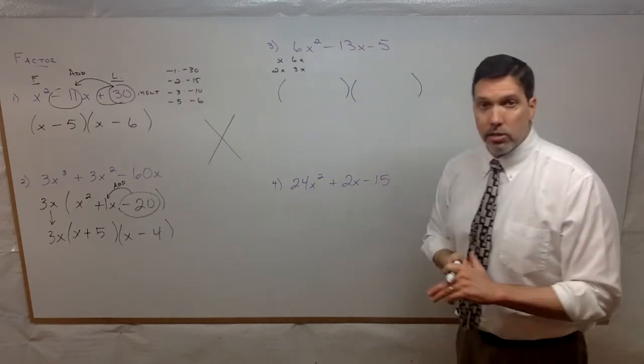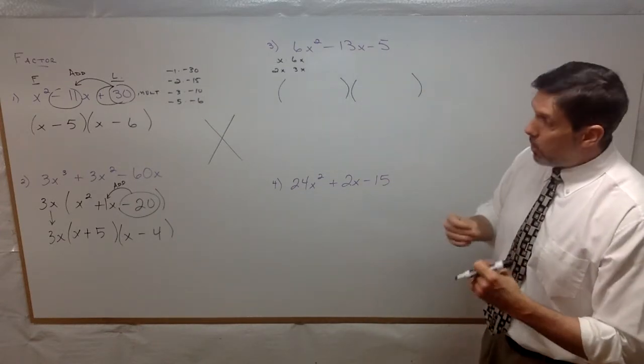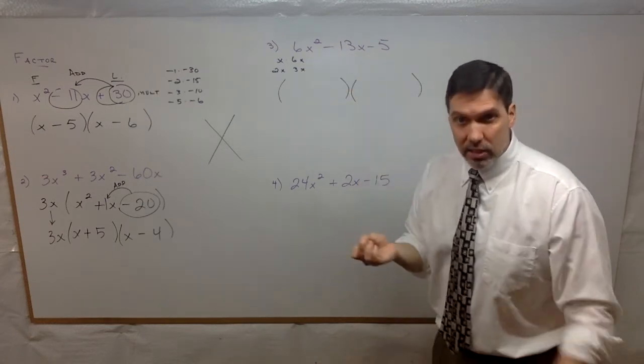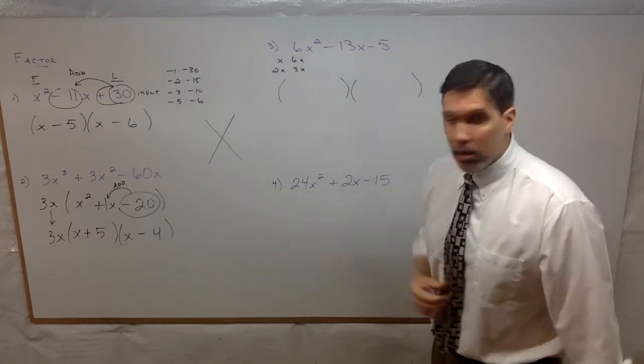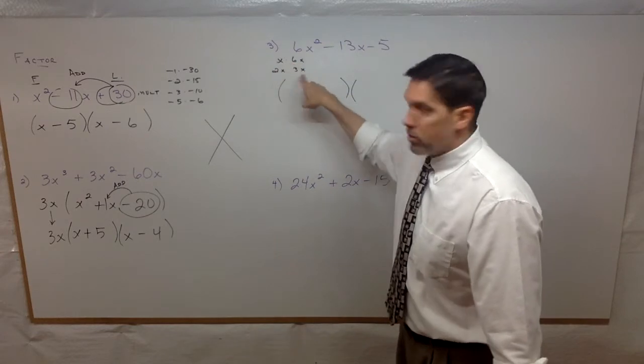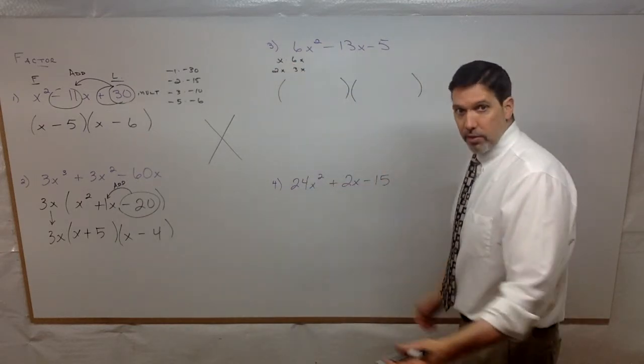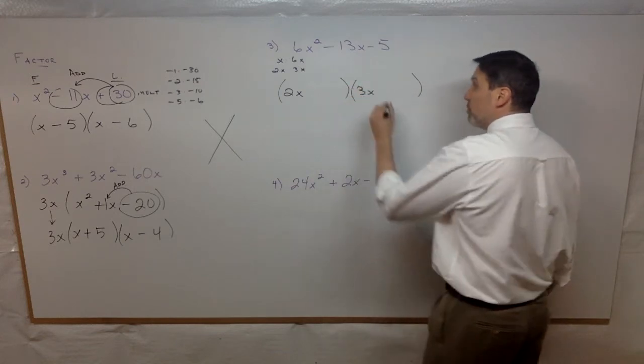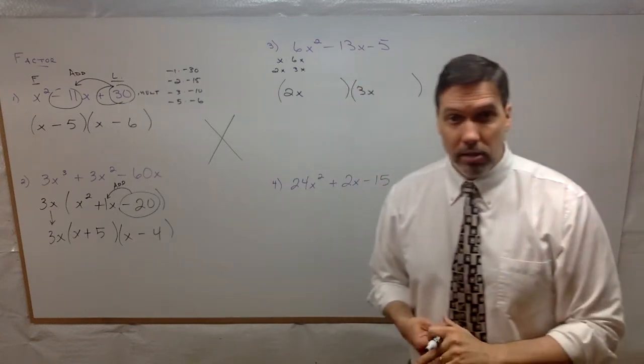Now, to make your guessing life a little bit easier, most of the time I find on these that the factors that are closest together are usually the ones that work. So you got 1 and 6, 2 and 3. 2 and 3 are closer together than 1 and 6. So just by guessing, I'm going to go with 2x and 3x as a first guess.